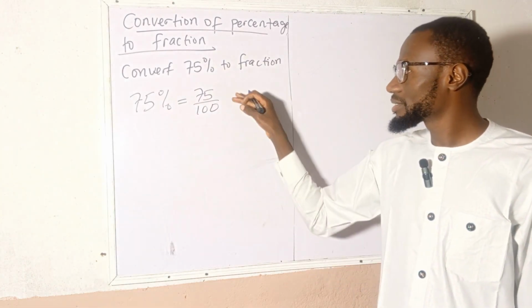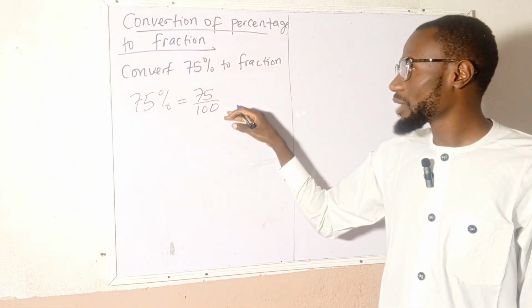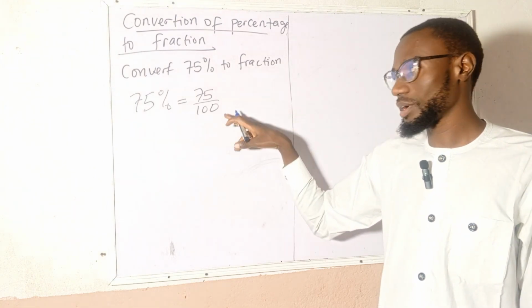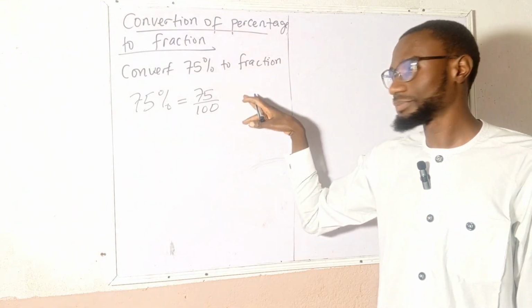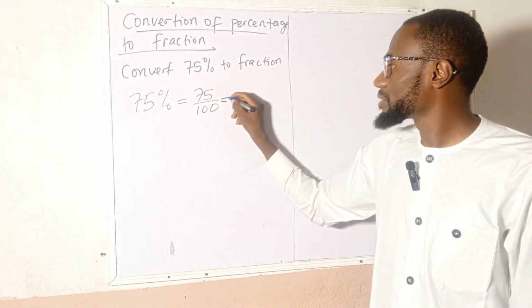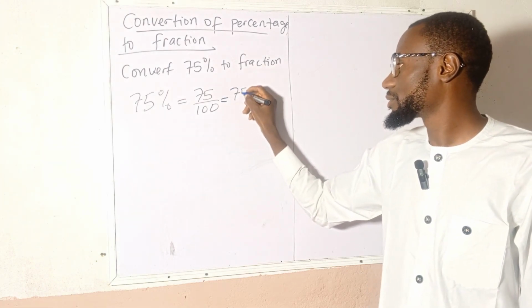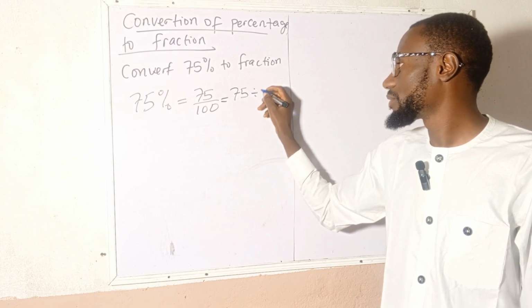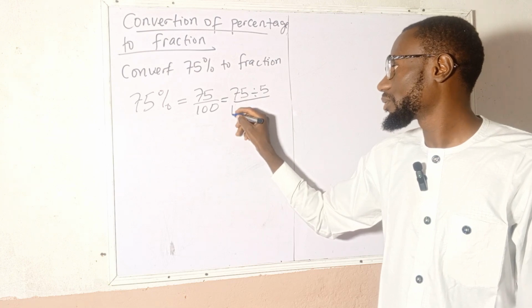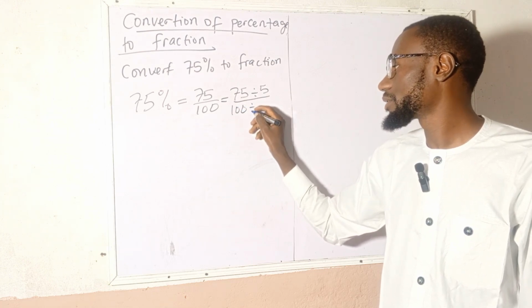Then for you to convert this into a fraction, you have to look at a certain number that you can divide both the numerator and denominator by, the same number, without changing the value. Then you can say 75 divided by 5 all over 100 divided by 5.